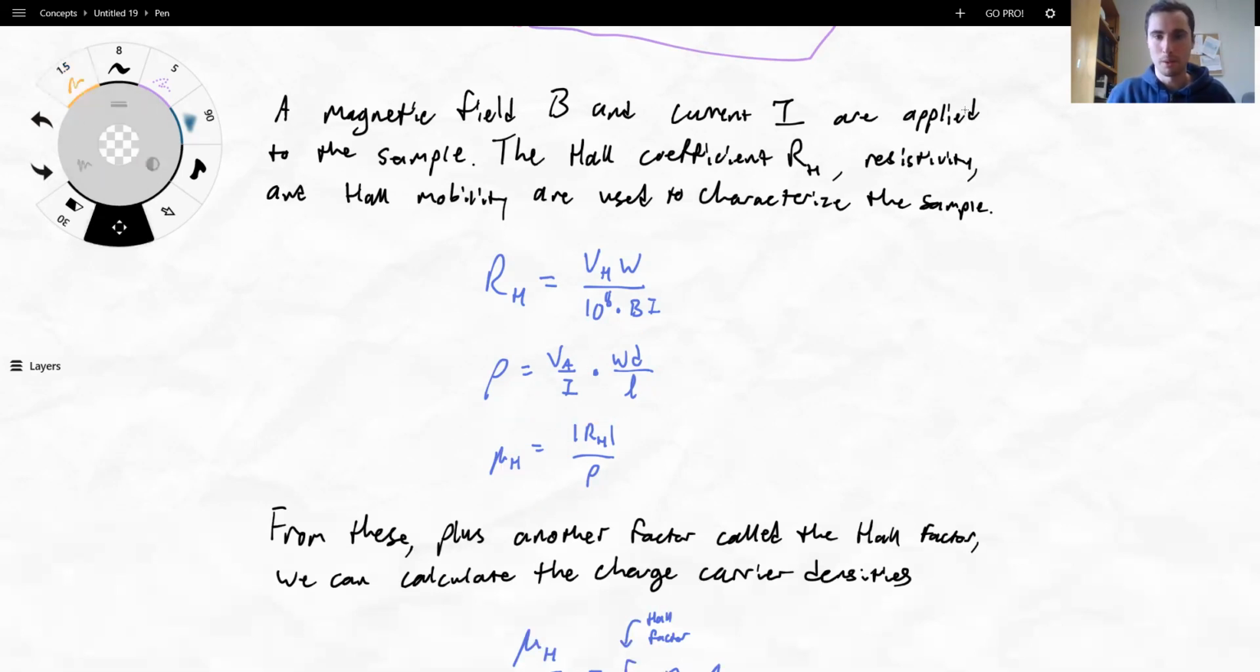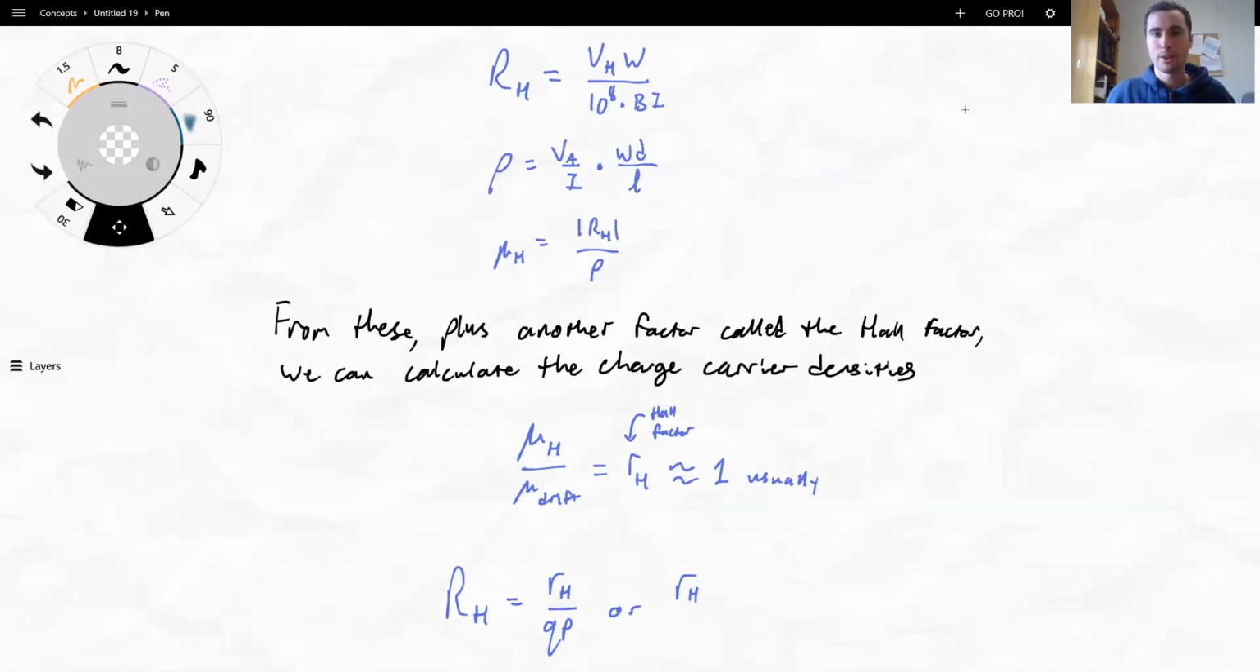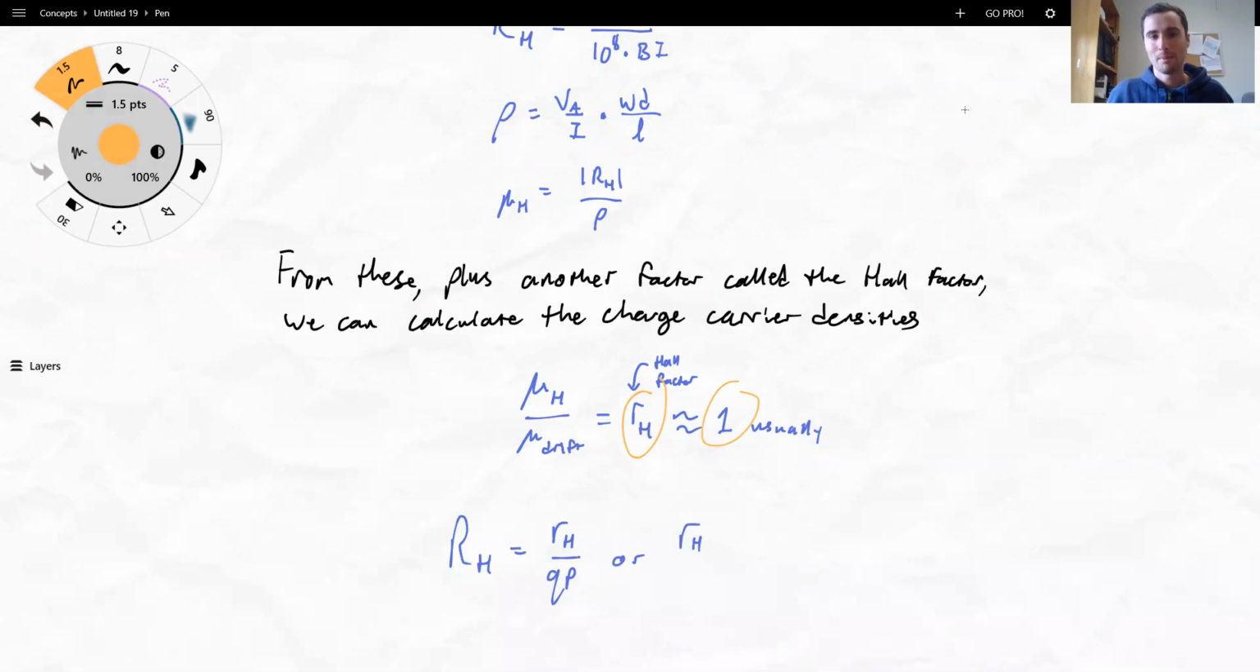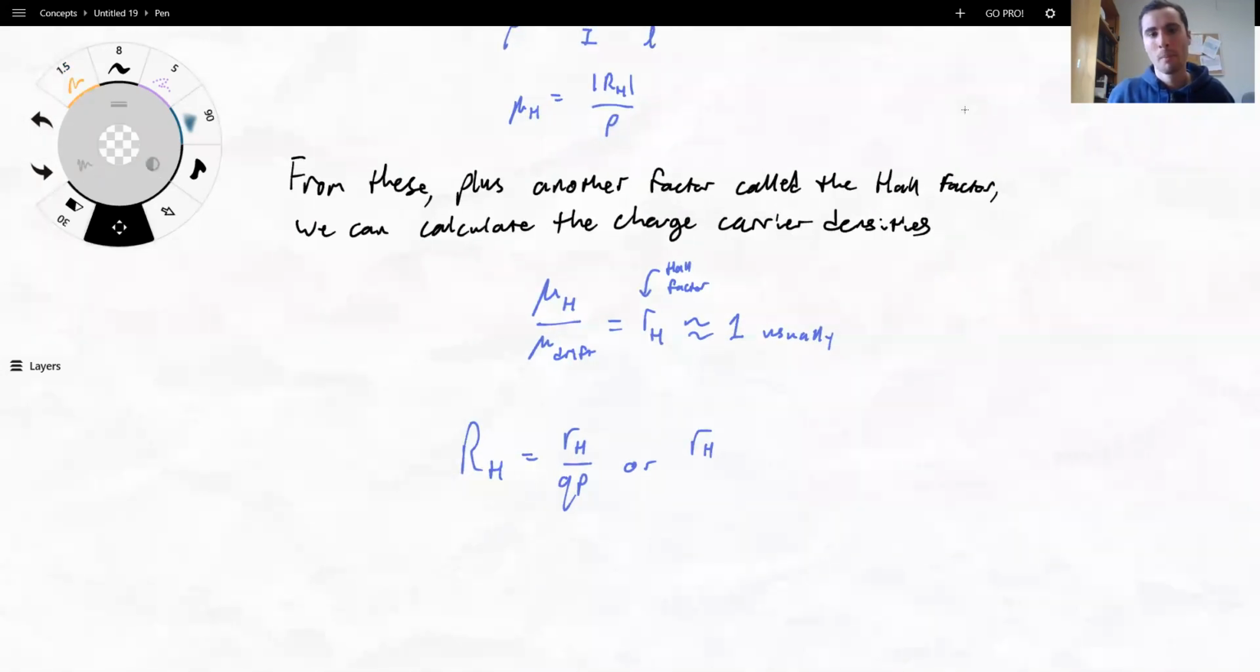Okay, now we have all of those components. Then we just need this extra little thing called the Hall factor, which is the difference between the Hall mobility and your regular drift mobility. For most things, this little r sub h is about 1. And it's usually close enough to 1 that even if you know nothing about your crystal or your semiconductor, you can just say it's 1 and be pretty close. You're not going to introduce that much error. So generally think about that as kind of 1, but it's not actually, and you can measure it if you get all this very precise.